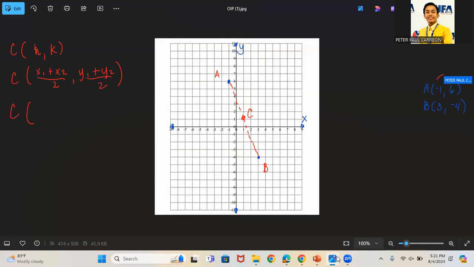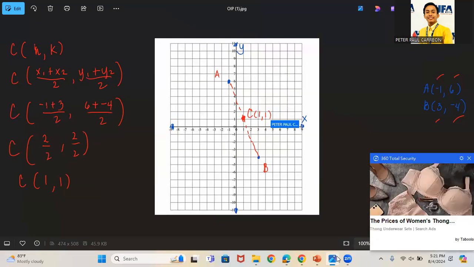So let's use this formula. So we have -1 plus 3 divided by 2. Then we have 6 plus -4 divided by 2. So that becomes 2 over 2. Then we have 2 over 2. So obviously, our center is at 1, 1. It's obvious, right? That our center is at 1, 1.